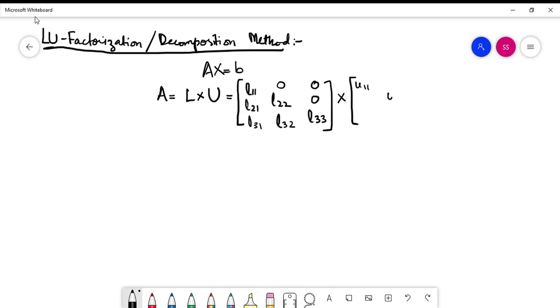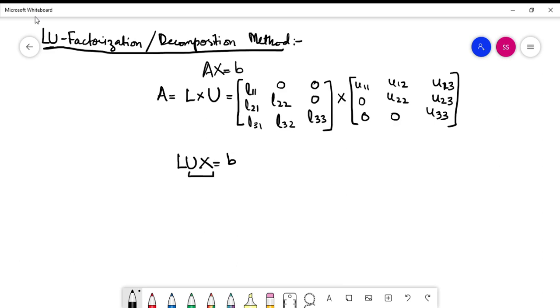It is multiplied by U, the upper triangular matrix, with entries U11, U22 and U33. The lower entries here are 0, and the upper entries are U12, U13 and U23. Now your matrix is decomposed. To solve the system, it is now decomposed into L into U, so LUX equals B.